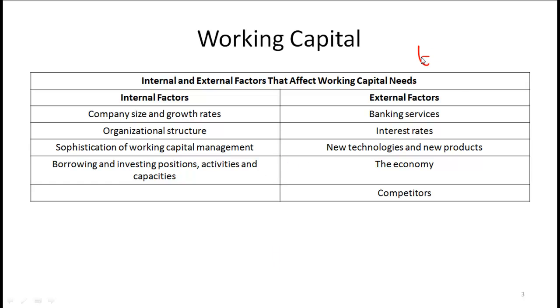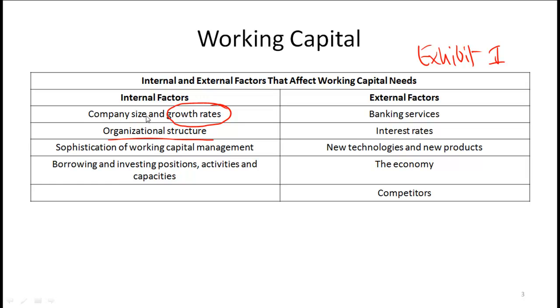Now this is based on Exhibit 1 from the curriculum, and this is just illustrating that internal and external factors affect working capital needs. I'll just outline a few, and then the rest I'm sure you can understand. There are both internal factors and external factors that impact the need for working capital and how working capital should be managed. Company size and growth rate. So if you take a company that is growing very fast, that will have larger working capital requirements compared to a company that is fairly steady and stable.